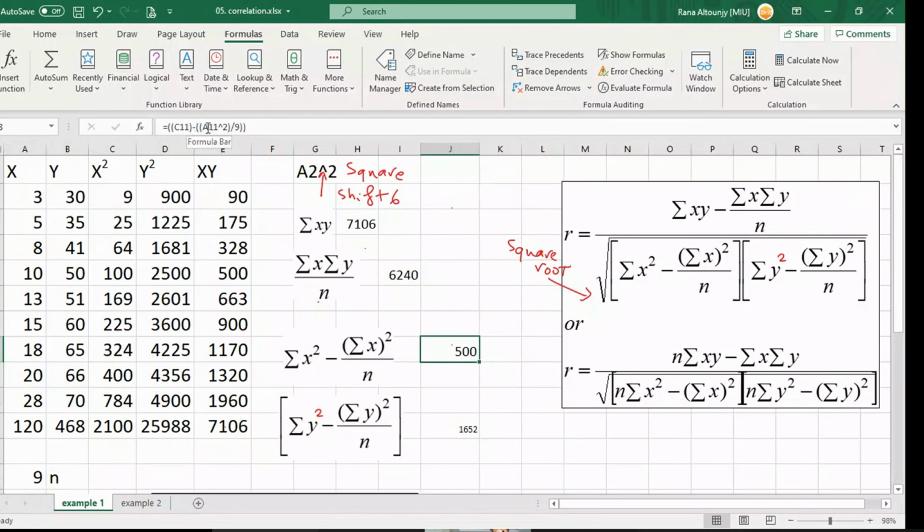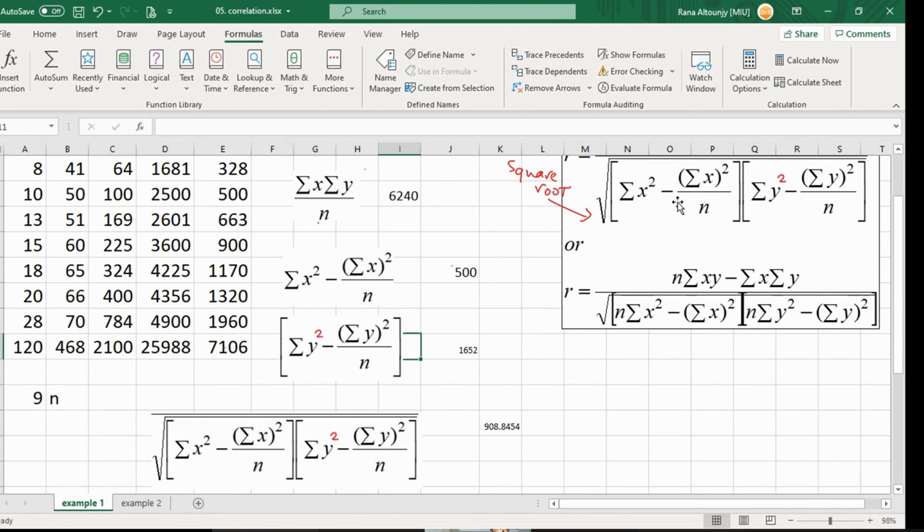Minus square of A11. A11 is the sum of x. We take the square of it, which is divided by 9. If you notice, this divide is not part of this C11. It's only for this side of the cell, or this side of the value. We do the same for the other part. So now we have this part, this part, this part, and this part.